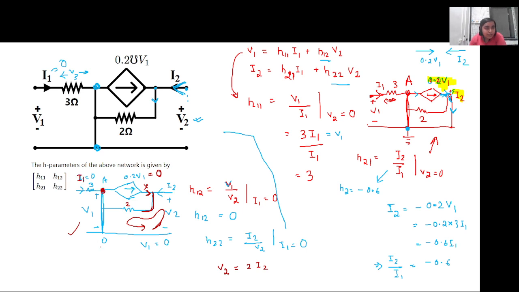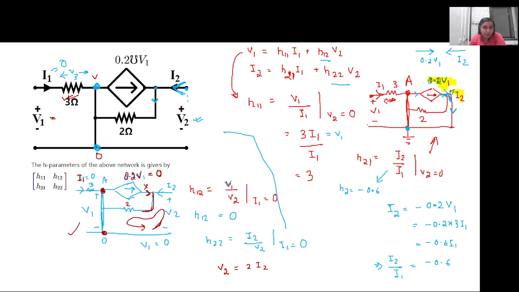So the voltage V1 will be equal to the voltage drop here, because there is no voltage drop across the 3 ohm resistance because the current is going to 0. So V1 will be equal to the node voltage here. This is connected to the ground, so this is equal to V1. Nothing is connected here, it's a short circuit. So V1 is also equal to 0. So this 0.2 V1 will also be equal to 0.